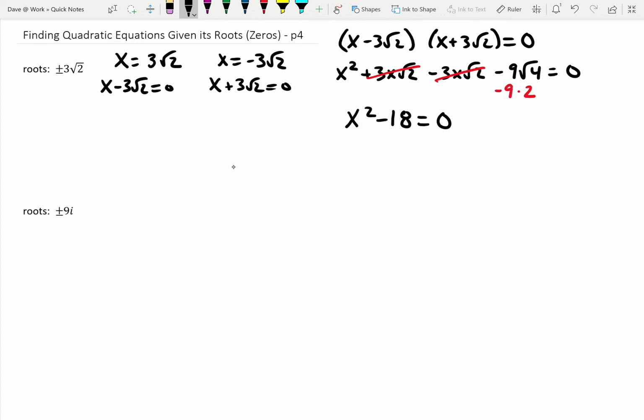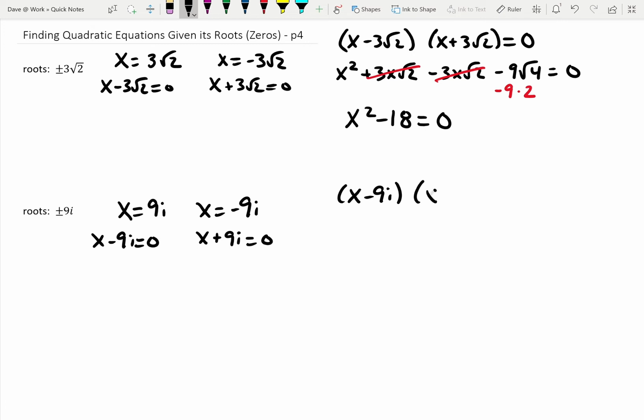Moving down to our second example, we get x equals 9i and x equals negative 9i. Generating our first factor of x minus 9i and generating our second factor, x plus 9i. Those two factors will be multiplied together and equal 0. Yes, I have conjugate factors, but I would actually have our two complex conjugate factors because they involve i, where i happens to equal the non-real value of the square root of negative 1.